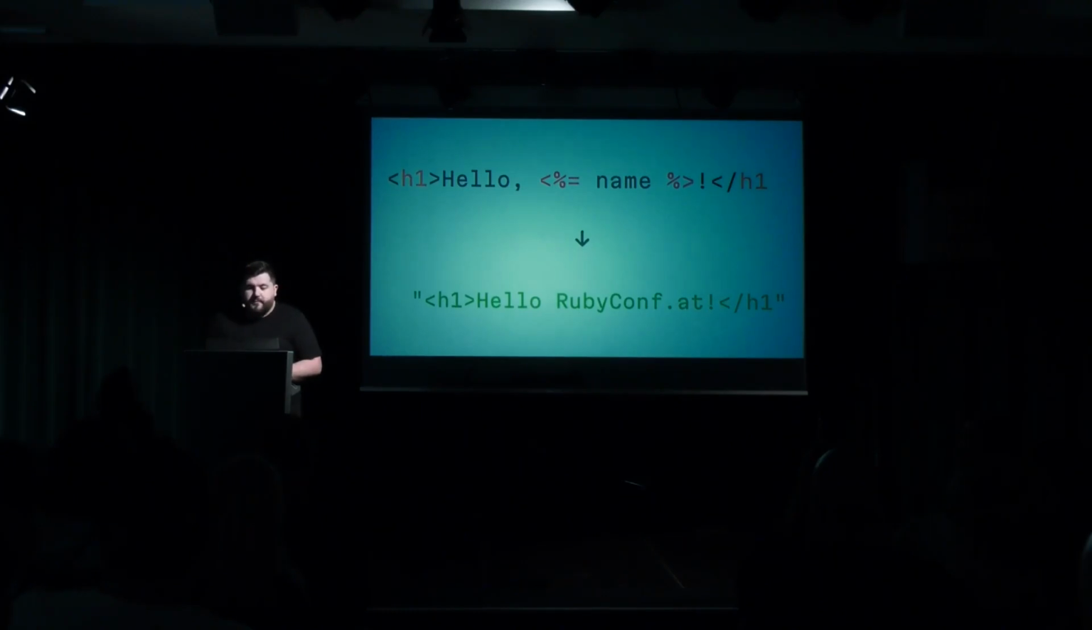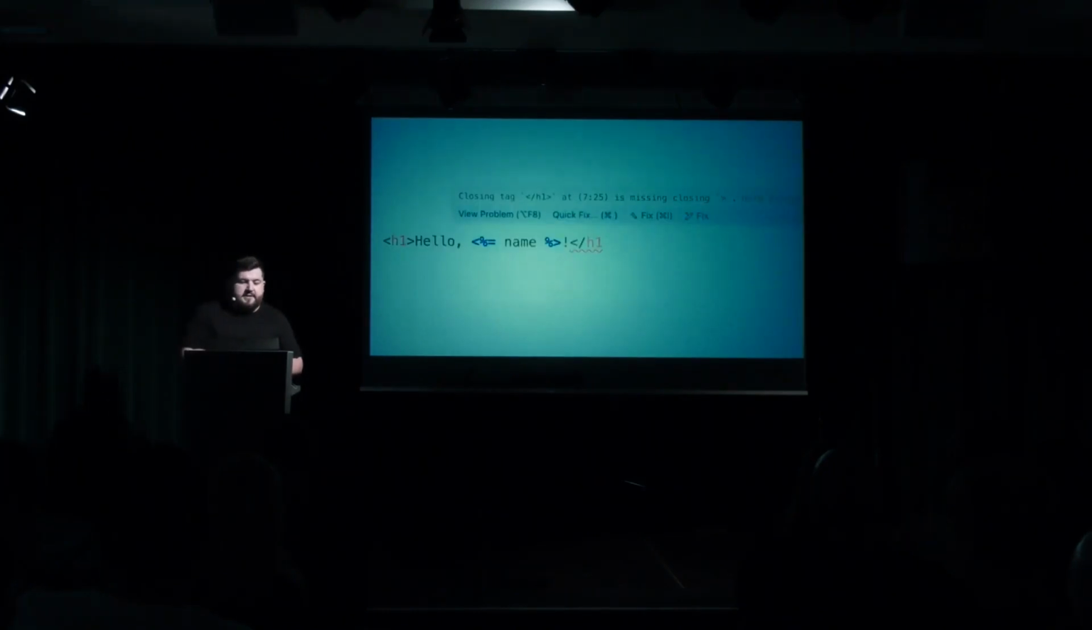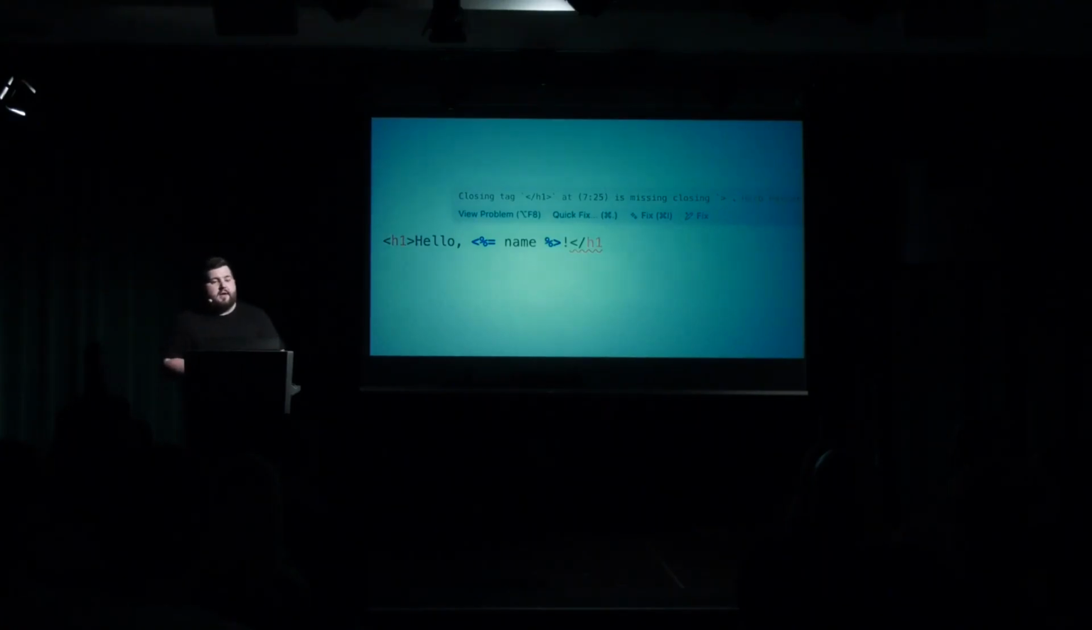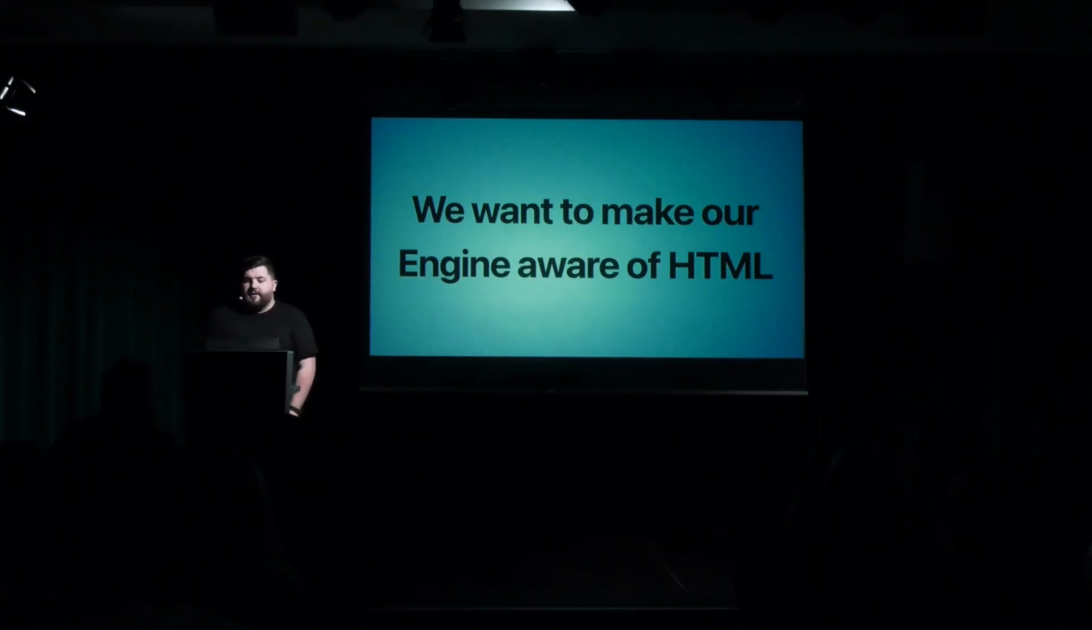So this is kind of how we take our templates and turn them into rendered HTML content. But you also might have noticed that this template has an error inside of it, an invalid HTML tag, and eRuby didn't know about any of that, so it just happily compiled and rendered this anyway. This is fine for most cases, but if you want to have accurate tooling, we cannot really build stuff on top of that. So we want to make our engine aware of this HTML around it.